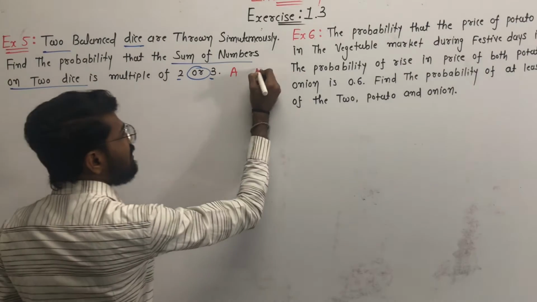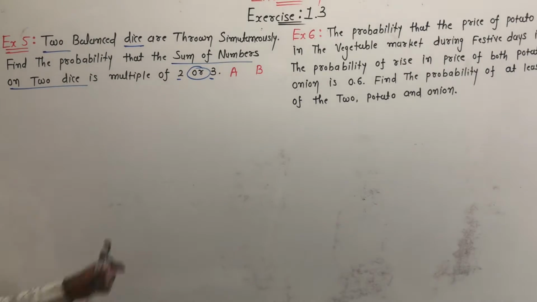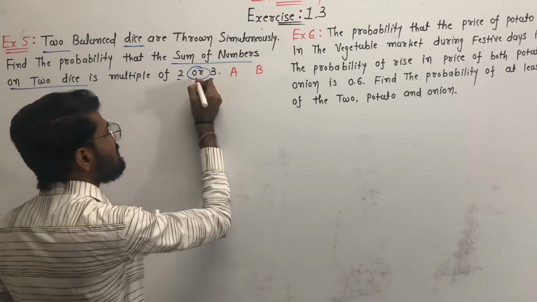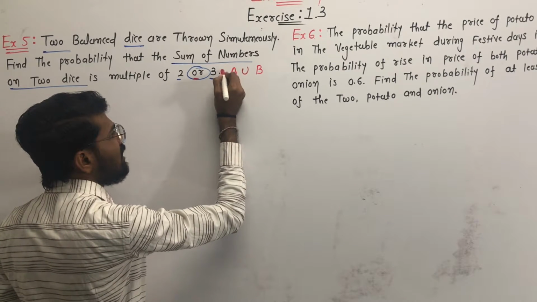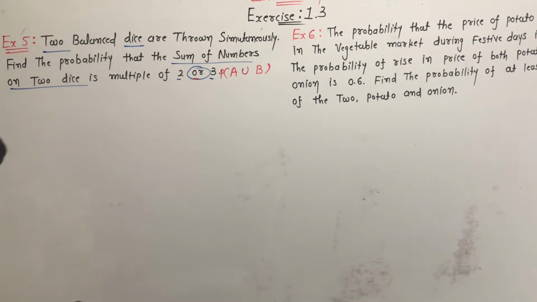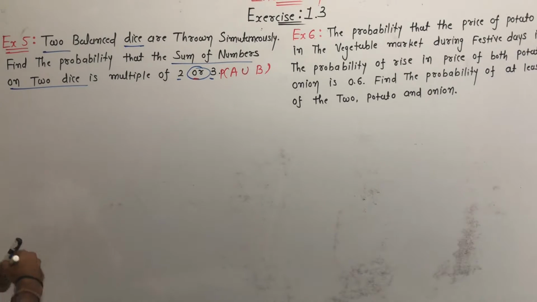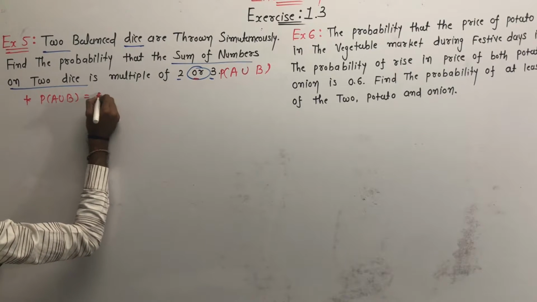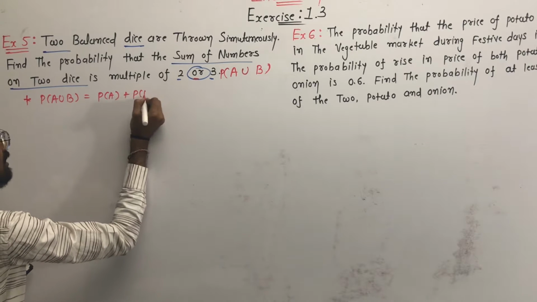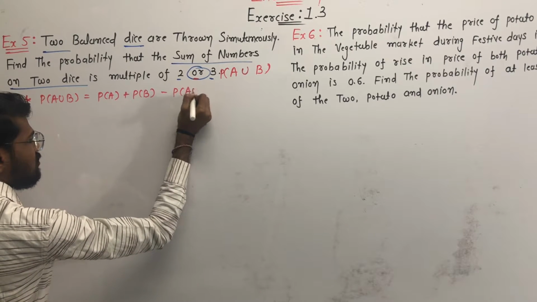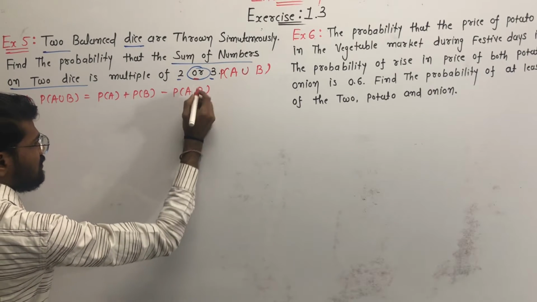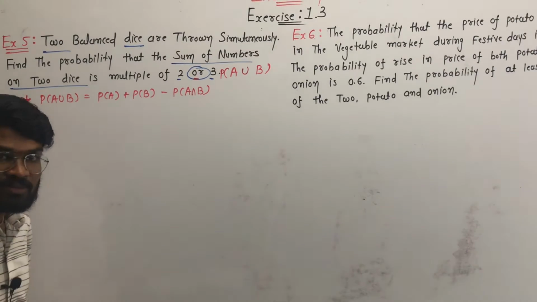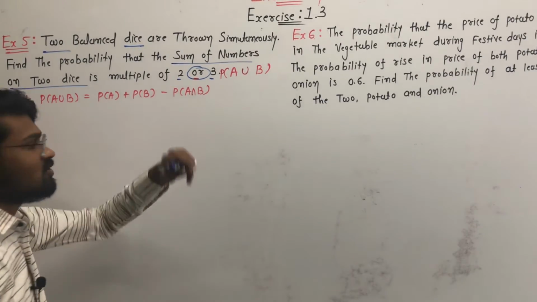So event A is the sum on two dice is a multiple of 2 and event B is the sum of numbers on two dice is a multiple of 3, and there is an or, which means the union. So we have to find the probability of A union B. The equation is P of A union B is equal to P of A plus P of B minus P of the intersection of events A and B. So first of all we have to find the probability of event A, the probability of event B, and the probability of the intersection of events A and B.